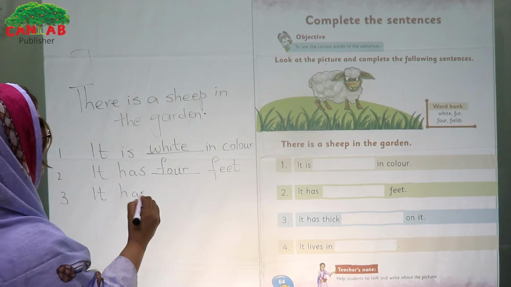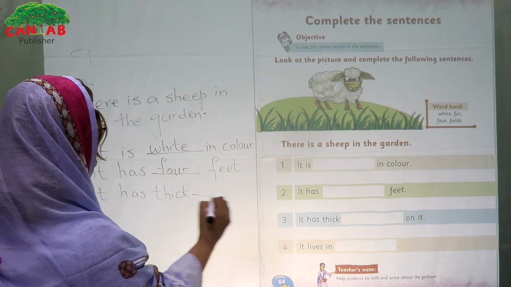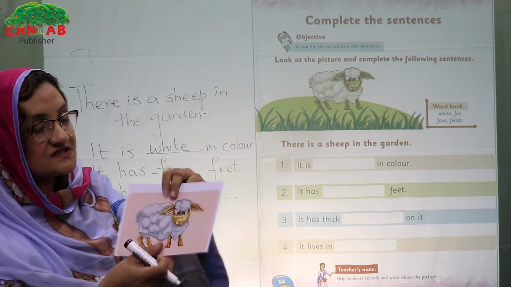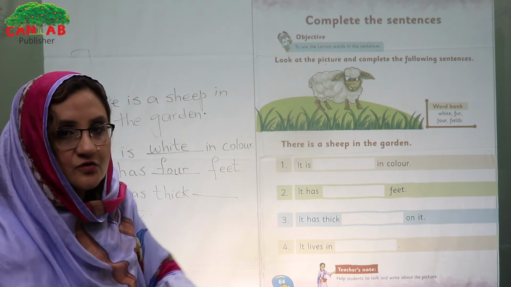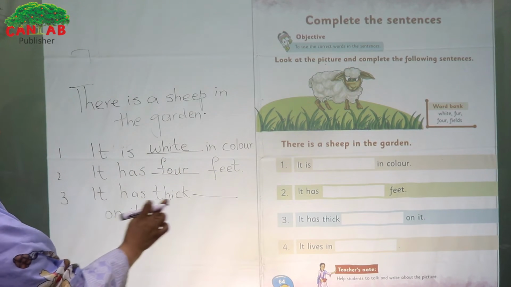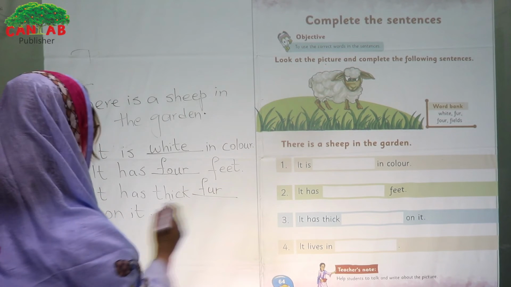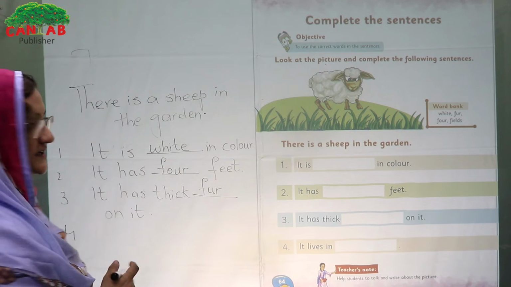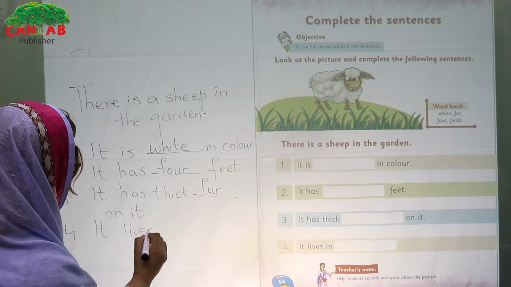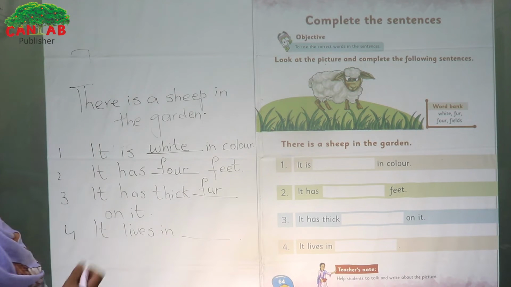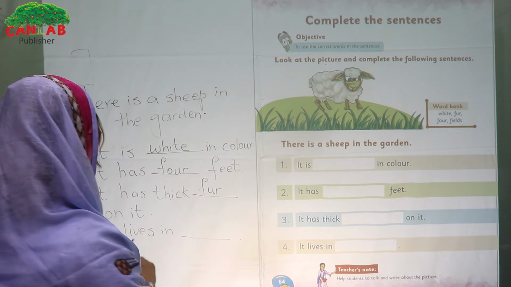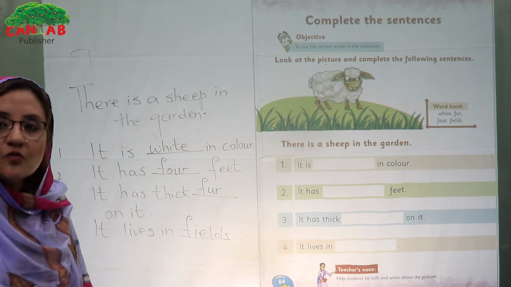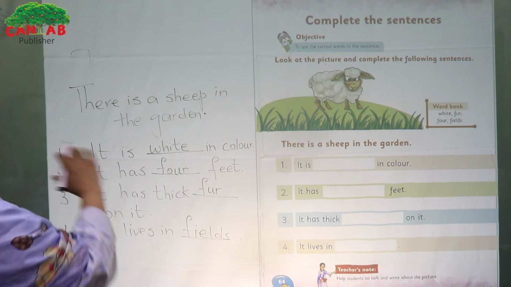It has thick dash on it. What is this? Fur. Good. Who is going to come and write here? It has thick fur on it. And where can you find a sheep? Where does it live? It lives in, come on Usman and write it here. It lives in fields. Very good.